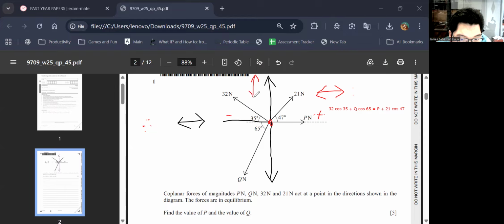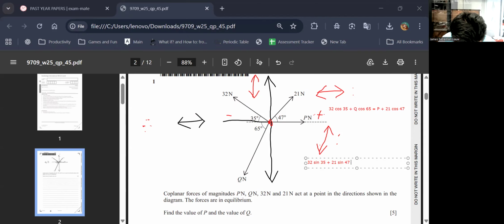Resolving the same system vertically obtains, remember that cosine is the horizontal component and sine is for the vertical component. 32 sine 35 plus 21 sine 47 equal to Q sine 65. As you can see, we have projected all the forces vertically.